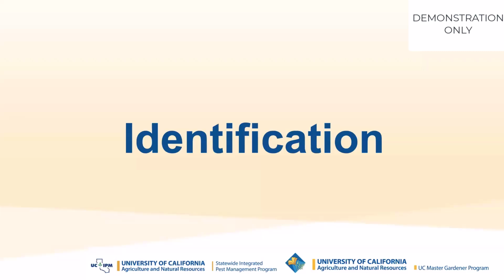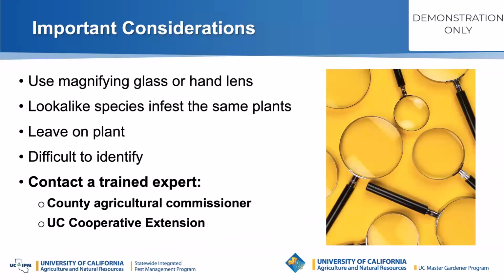Now, we'll go over how you can identify the pink hibiscus mealybug. Before we get into identification, there are a few important things to keep in mind. Because they are very small, a hand lens or magnifying glass is needed to identify this insect. Be aware that other mealybug species can infest the host plants of pink hibiscus mealybug, including hibiscus. That is, just because you see mealybugs on a hibiscus plant does not necessarily mean they're pink hibiscus mealybugs.